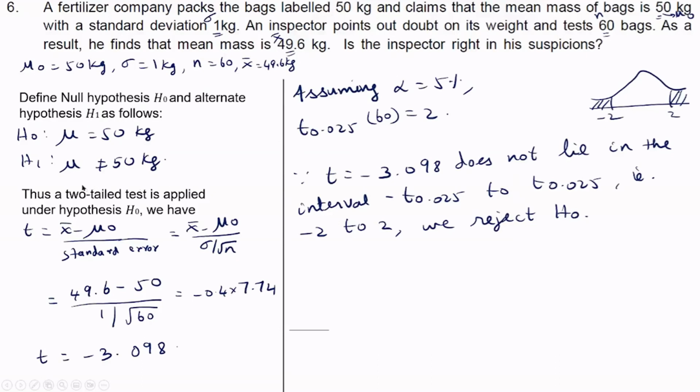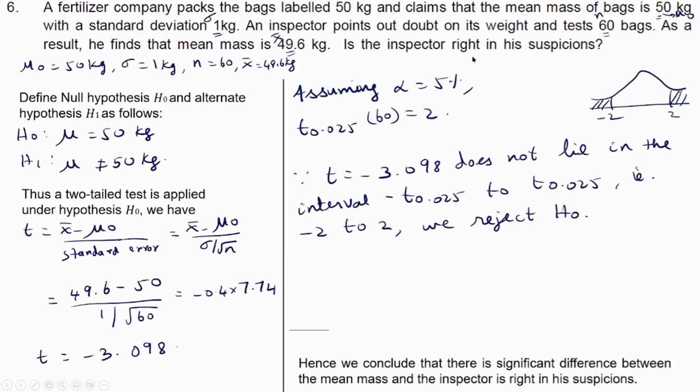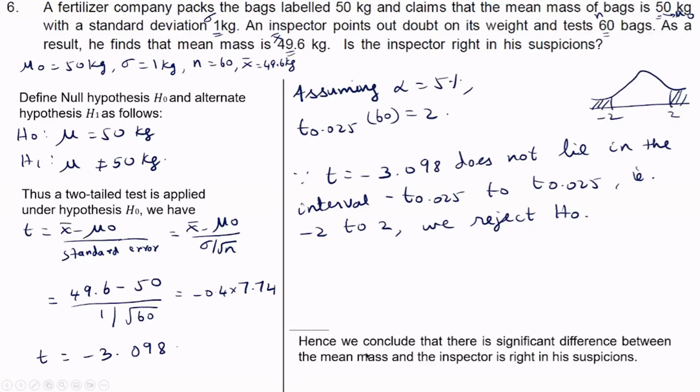If we reject H0, it means that the mean weight is not equal to 50 kg. The inspector was having a doubt on its weight, and that is why the inspector has tested 60 bags. Now the inspector has claimed that it is not equal to 50 kg. So the inspector is right in his suspicions. Hence we conclude that there is significant difference between the mean mass and 50 kg, and the inspector is right in his suspicions.